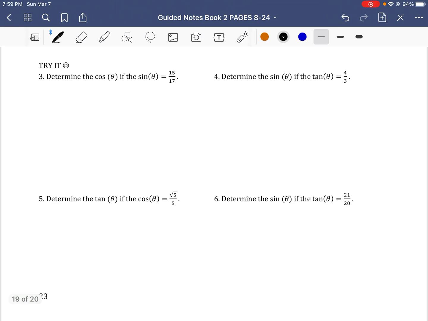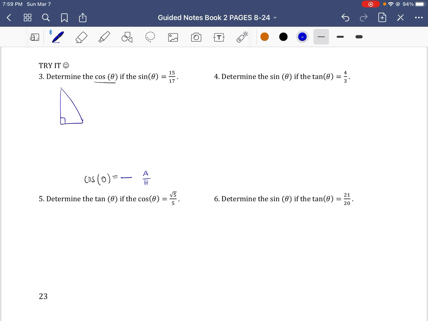So let's try it right here. Determine the cosine of theta if the sine of theta is 15/17. Now again, in the end, I want to find the cosine of theta, so very similar to the last one. I'm going to put it down here. And just to remember, cosine is adjacent over hypotenuse. So when I write this fraction as my answer, I need the adjacent side and the hypotenuse. So I just create a little triangle.